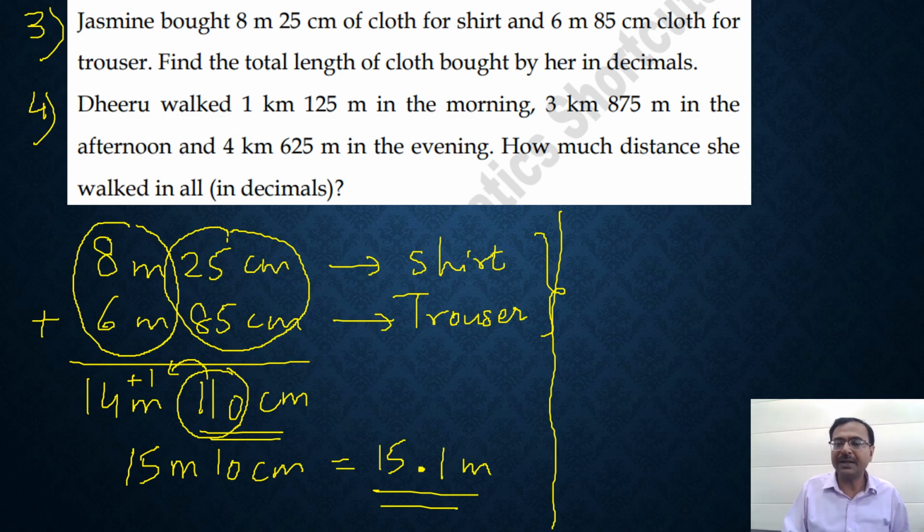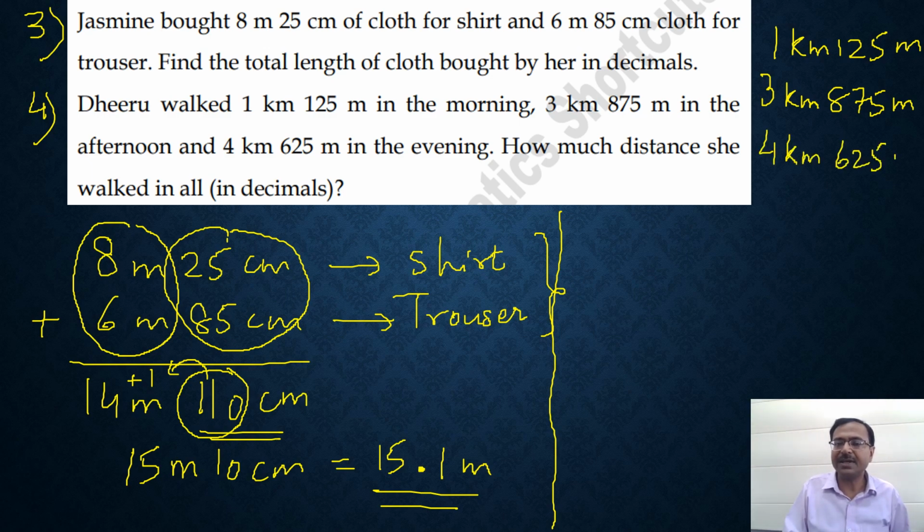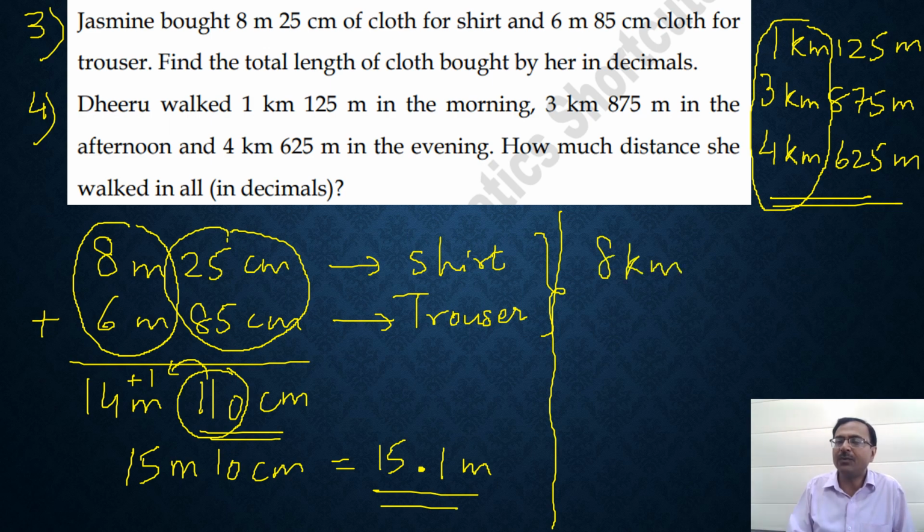Dhiru walked 1 kilometer 125 meters in the morning, 3 kilometers 875 meters in the afternoon, and 4 kilometers 625 meters in the evening. These are the three distances she walks during different times of the day. How much distance did she walk in all? Again addition. These three numbers are in kilometers, so it is very easy to add them: 4 plus 3 is 7, plus 1 is 8. So 8 kilometers. And what about the other ones? 875 plus 125 is 1000, and 625.